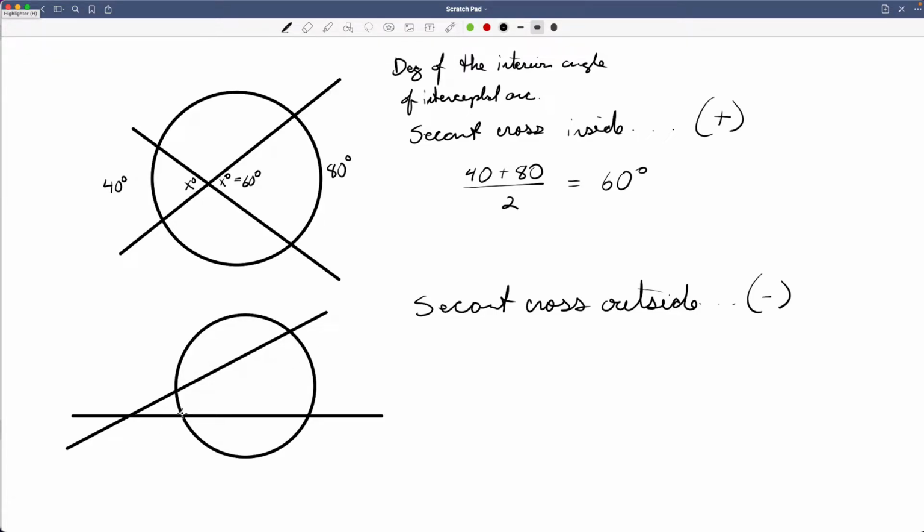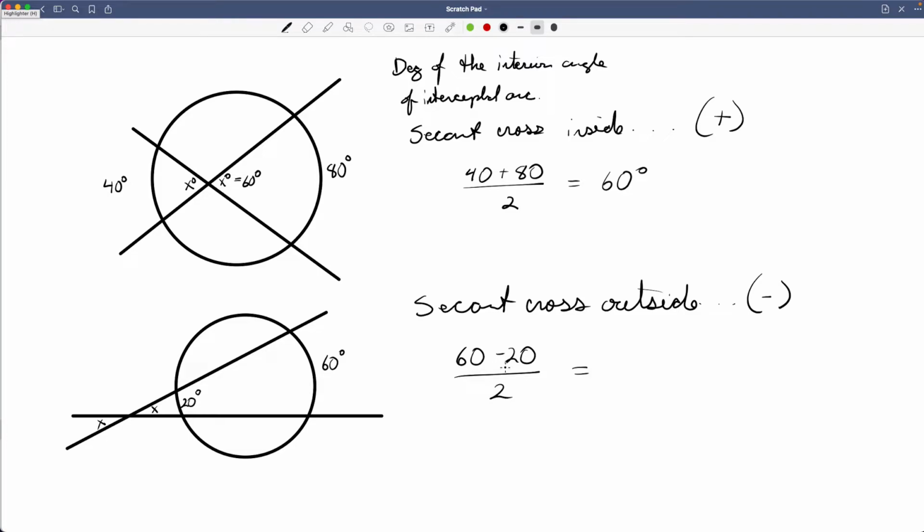So we would take whatever this is and whatever this is, and we would subtract the smaller from the larger, and that would be x here. This would also be x because these are still vertical angles and they still have the same degree of measure. So let's say that this one is 20 and this one is 60 degrees, just for funsies. So then we would say 60 minus 20 divided by 2.